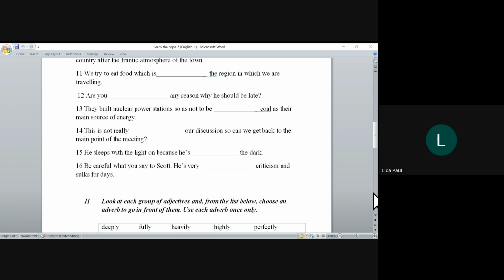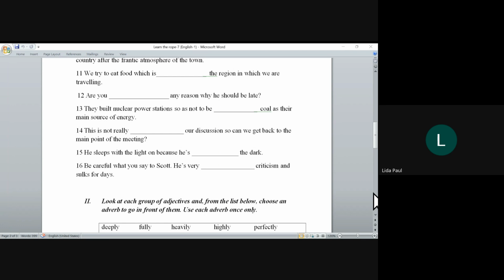Next one. This is not really dash our discussion. So can we get back to the main point of the meeting? What is it? Relevant to, correct. This is not really relevant to our discussion. So can we get back to the main point of the meeting? Correct. So don't use relevant for. This is a very commonly found error. Relevant for our discussion. It's always relevant to.